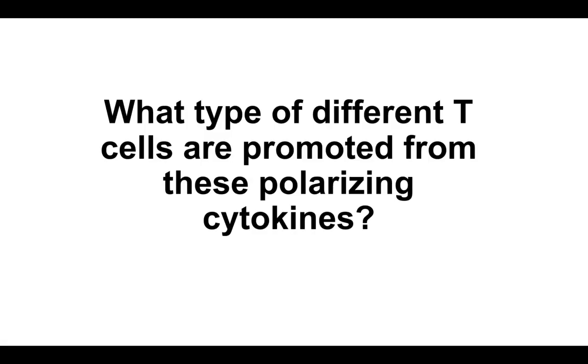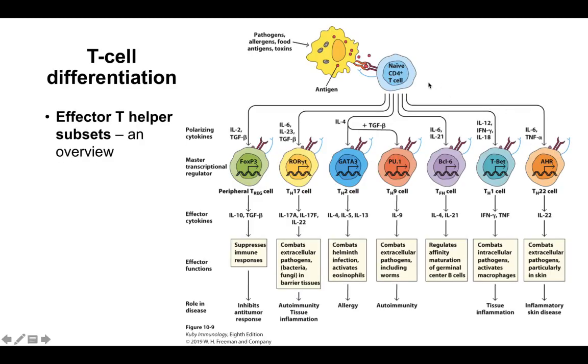What type of different T cells are promoted from these polarizing cytokines? So we looked at how different cytokines that are made from antigen-presenting cells can promote a naive CD4 positive T cell to become one of many different effector T helper cells. So if the response that's being given is anti-inflammatory and making things like TGF-beta and IL-2, you'll get the generation of Treg cells, and that inhibits immune responses.